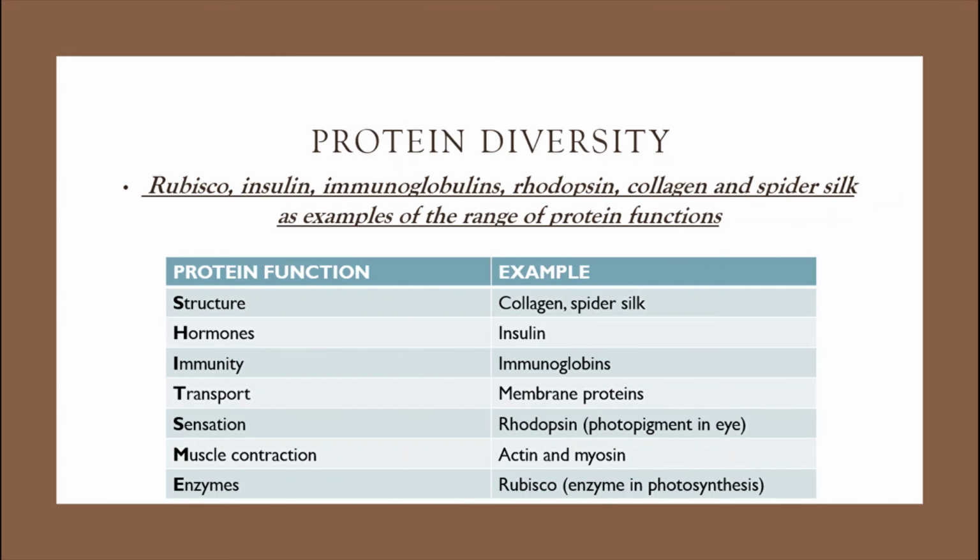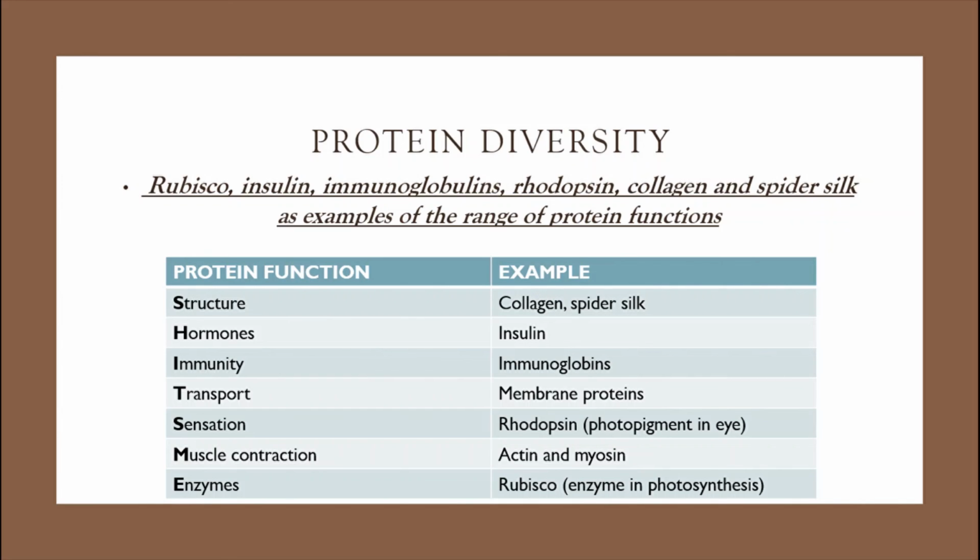We can think about proteins in transport. When we look at the cell membrane, we have a number of different proteins that span the width of the cell membrane and allow things to go in and out of that cell. So proteins, particularly membrane proteins, can function for transport. Proteins also function for sensation. I'm sure you've heard of your rods and cones in your eyes. Rhodopsin is an example of a protein that is found in your eye, and it is a photopigment. So it allows for the sensation or the detection of light. So there is another protein function, sensation.